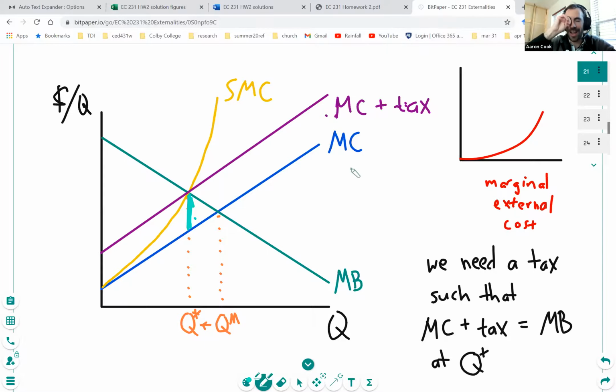So that'll come in handy on your homework assignment. You'll have to figure out what the tax is that you need to shift the quantity to the efficient point. And it turns out that it's the height of that little bar there. It's the height between the marginal benefit curve and the private marginal cost curve at Q star.